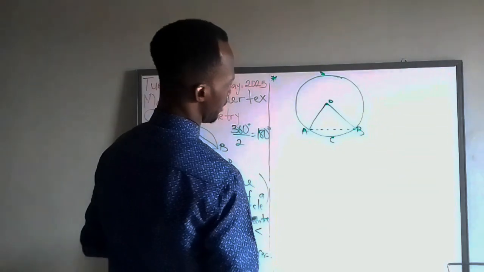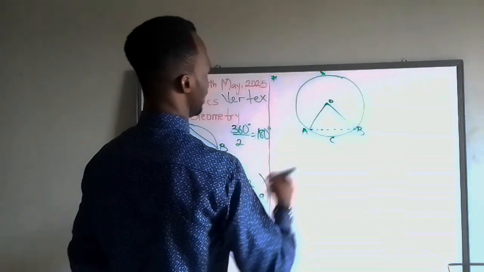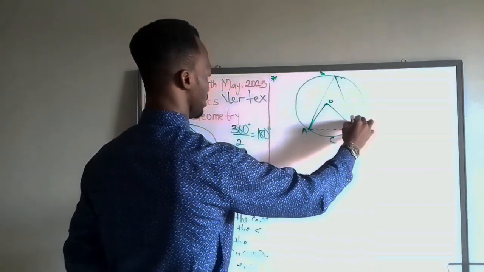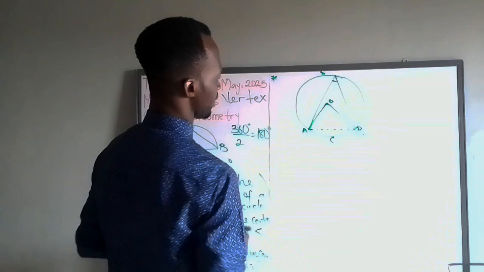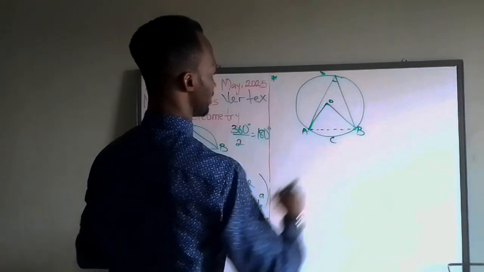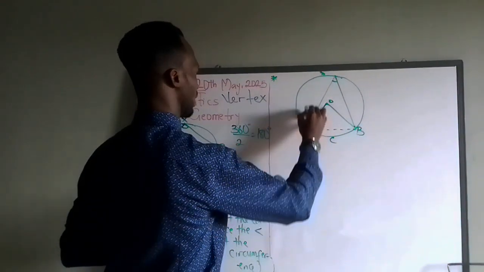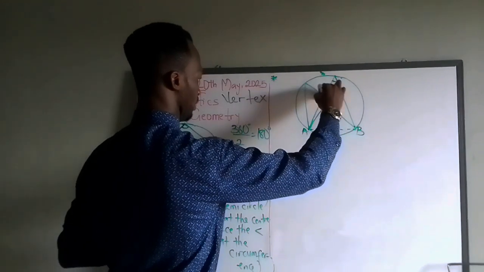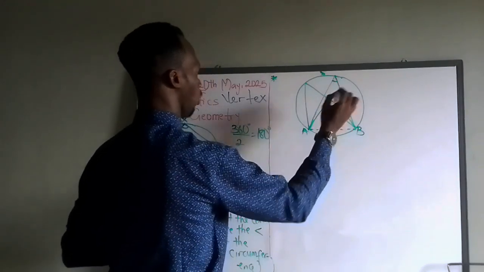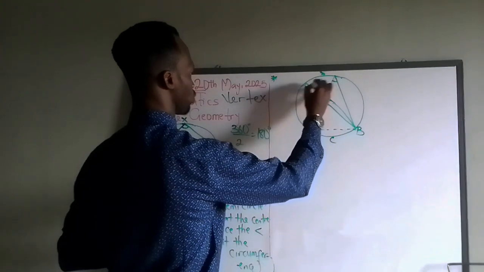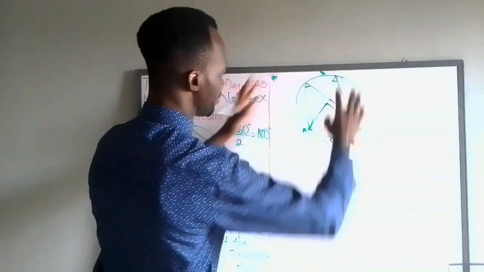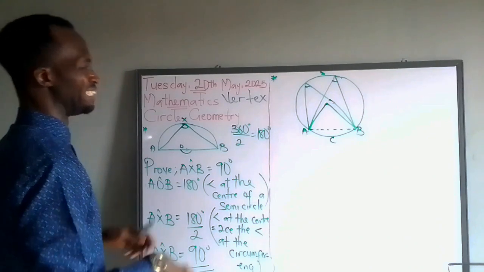So let's draw two angles. This is one angle. Let's draw another angle on this side, something like this. What you need to pay attention to are these two angles. These two angles are found in the same segment.